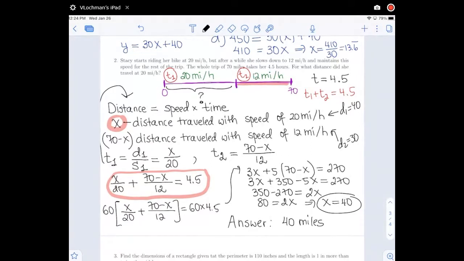I have a question. When you did the 60 and you multiplied it by the equation, how does 60 times 70 minus x over 12 get you 5 times 70 minus x? Okay, so 60 times this, right? Oh, so 60 divided by 12. Okay. Sorry. Thank you. Yeah, you're fine.